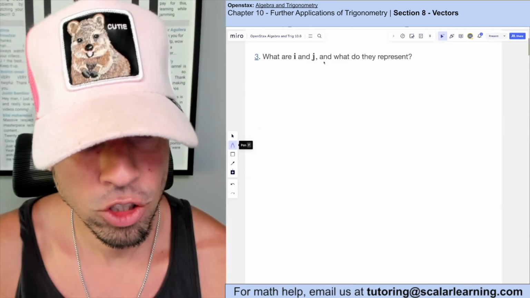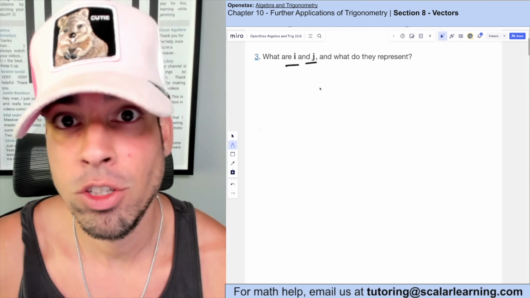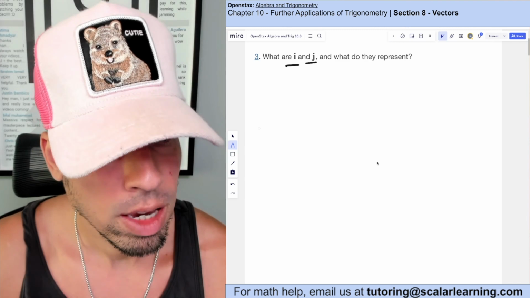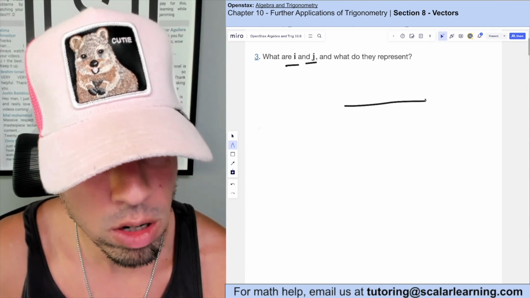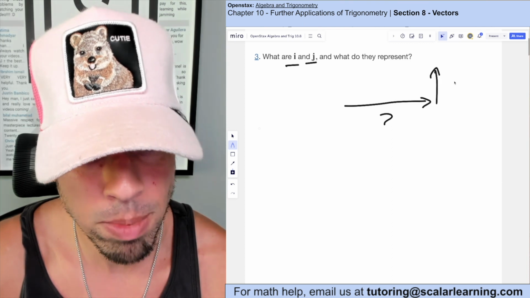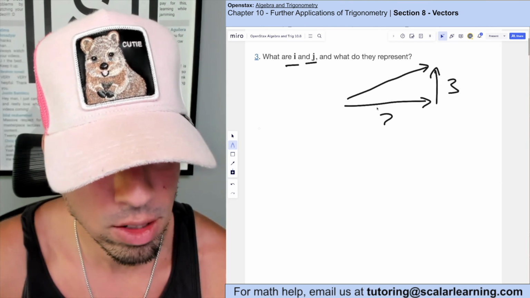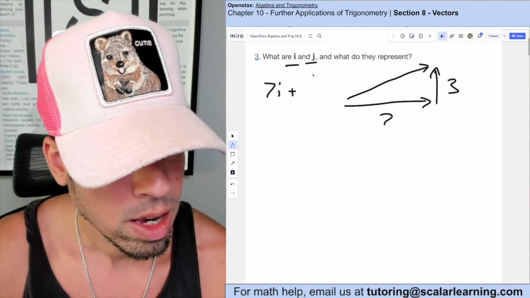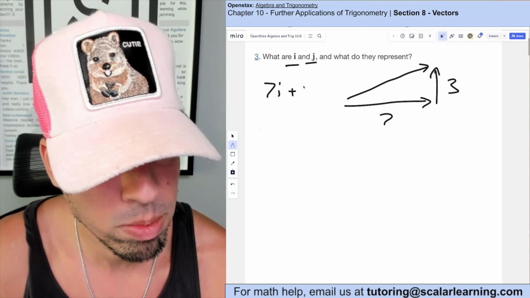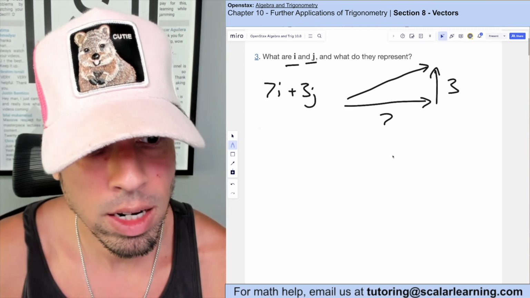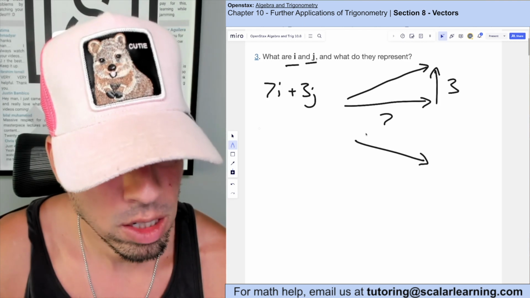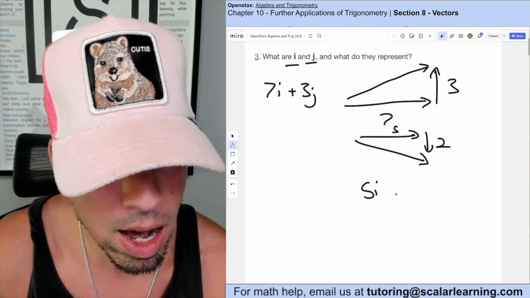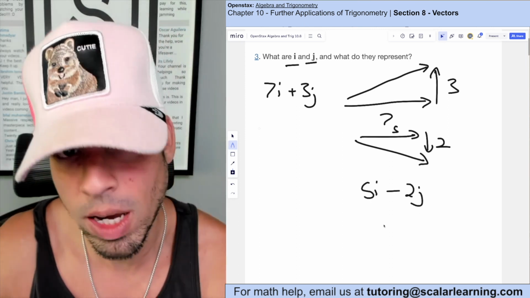Done. What are i and j and what do they represent? So i and j are unit vectors, and they basically represent the orientation of a vector. So for example, if I had a vector that went across by 7 and up by 3, I would represent it as follows. The horizontal distance corresponds with the i, and the vertical movement corresponds with the j. And if I had something going down, say right by 5 and down by 2, that would be 5i minus 2j. That's how you do it.